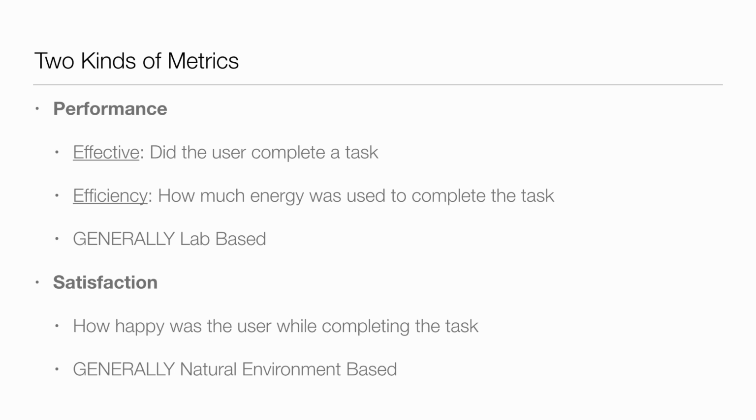Now, as well as 2 families, you've got 2 kinds of metrics that we generally talk about in usability circles. The first one is performance, which is what we're here to do today. So is a task effective? Did someone complete the task? And was it done efficiently? Did they use lots of energy to get there? Because after all, it doesn't matter if you got to the end, if it took you all day.